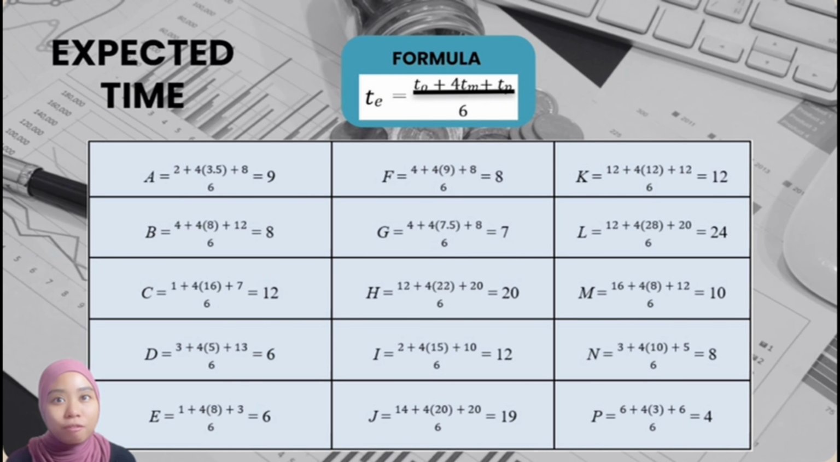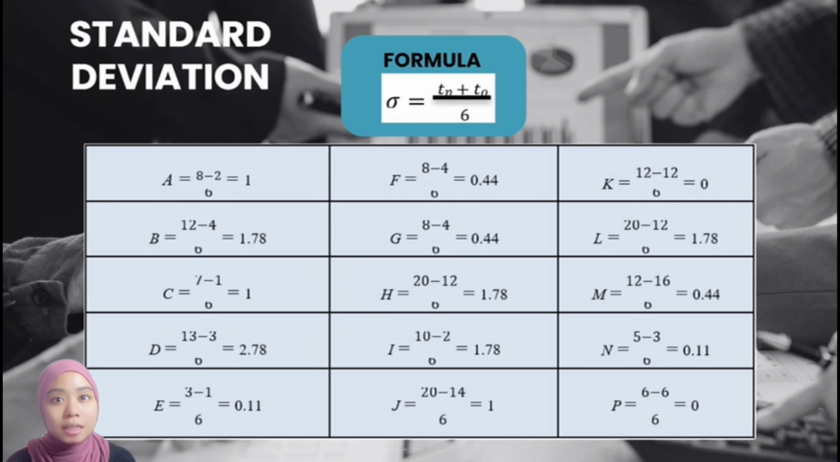So my part at first is expected time. The expected time must be done by calculation based on the formula. So this is the formula. This is to get the total of the critical path of the project. Second is to calculate the standard deviation. The standard deviation must be done by calculation based on the formula. So this is the formula.